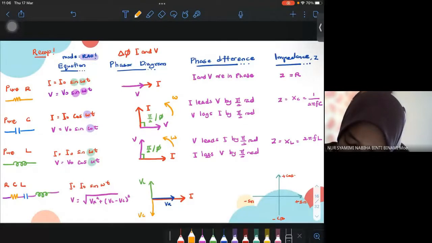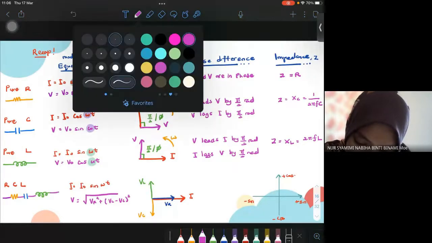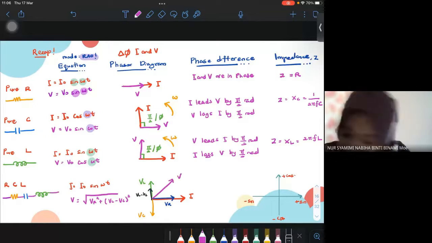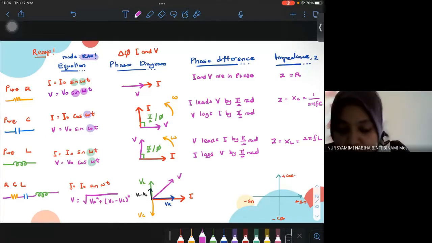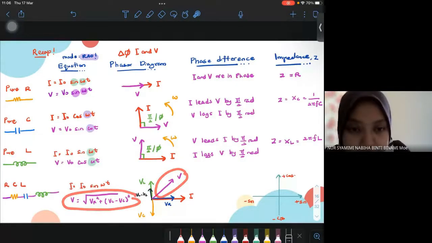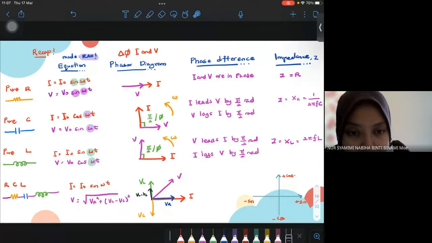Then we have VL minus VC. Dan kita baru ada resultant V dekat sini. So that's why this V ialah hasil resultant itu. Dan kita ada phase difference sebanyak.